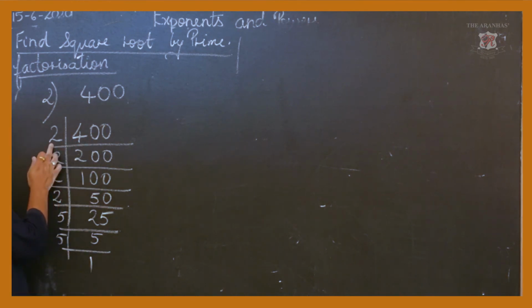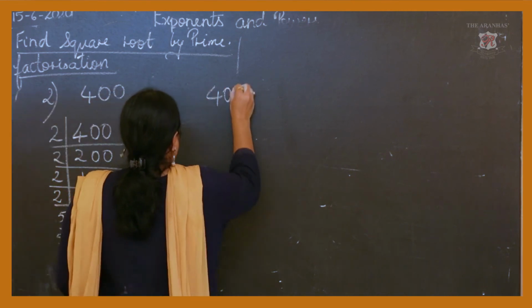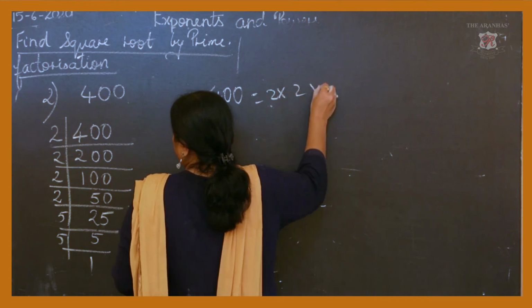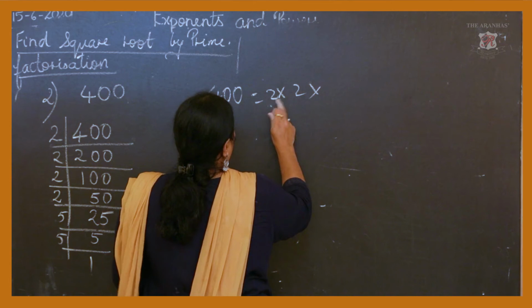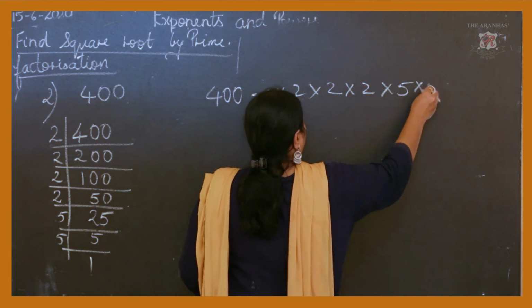400, 2 2s are 4, 0 0, again 200 divided by 2 you will get 100, then again 100 by 2 you get 50, by 50 again you divide by 2 you get 25, and 25 you get by 5, you get 5 and ultimately 5 1s are 5. So here 400 is equal to what? 2 into 2 into how many times? 1, 2, 3, 4. So 2 four times into 5 into 5.